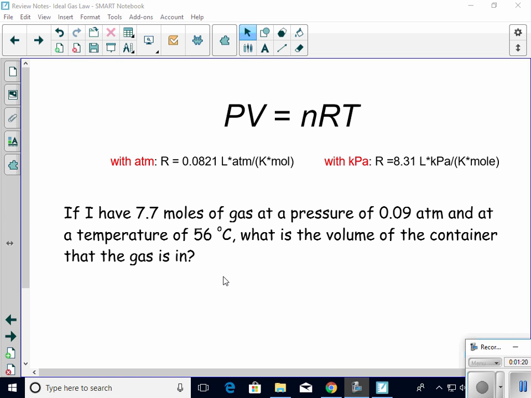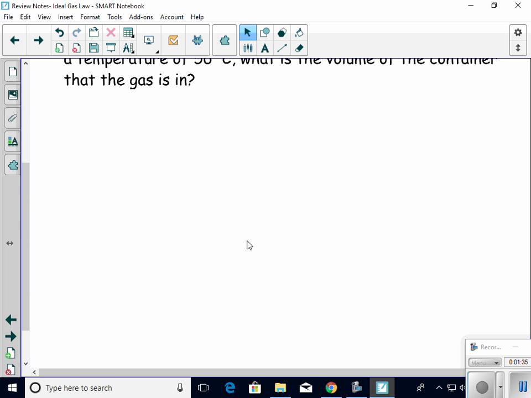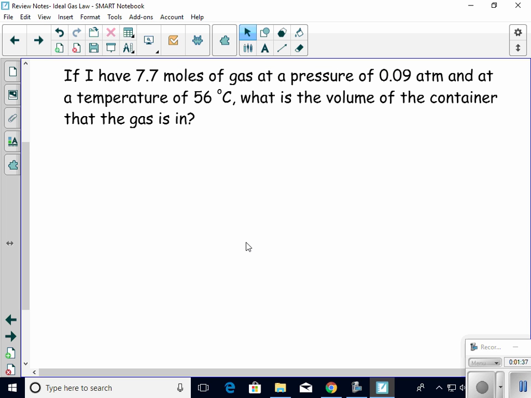Now, when I have the ideal gas law, you're going to see that I have 5 different values in PV and RT. What I always do, folks, when I am doing these problems, I just line them up.